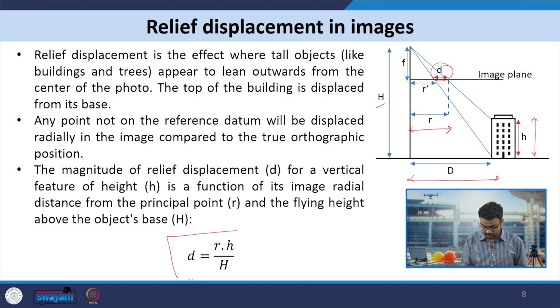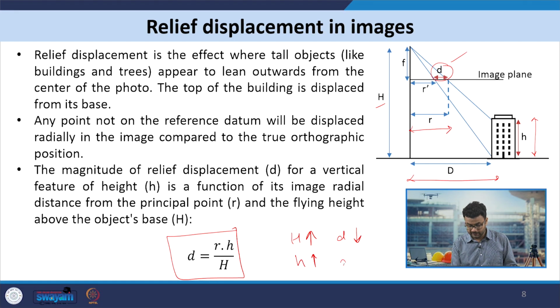So, the relationship between the relief displacement d, r, and h is d equals r times the height of the object divided by the flying height. We can see here that if the flying height becomes high, then the relief displacement decreases. Also, if an object itself is very tall, then the relief displacement will increase.